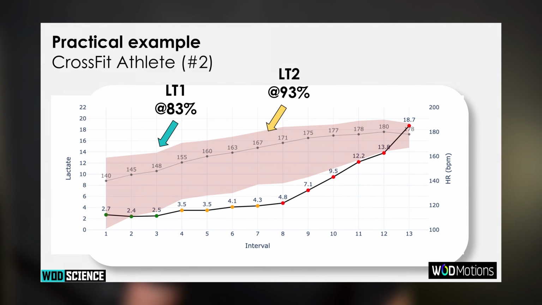And for him, his lactate threshold 1, so his first initial rise of lactate compared to baseline, is approximately 83% of his maximal heart rate, and his lactate threshold 2 was at 93%. So this is closer, I would say, to the training zones that I explained in the beginning of the video, but still definitely on the high side.